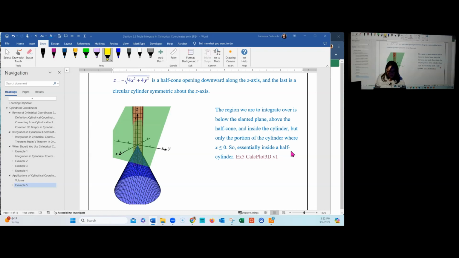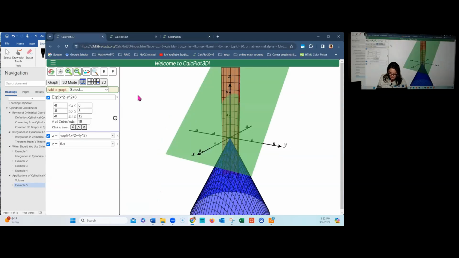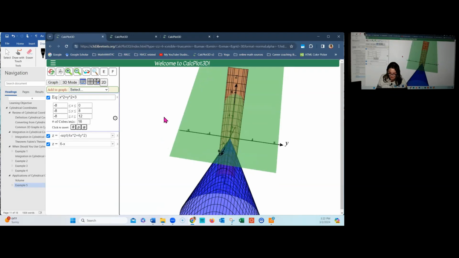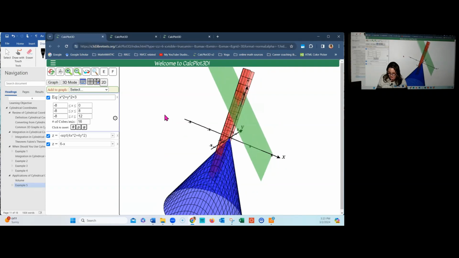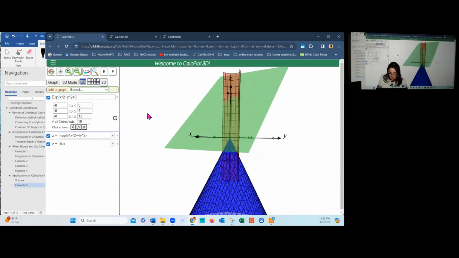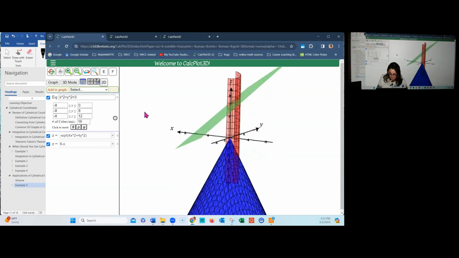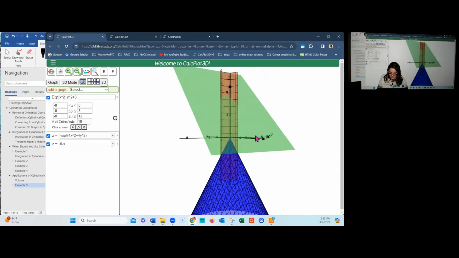Let's go ahead and look at it from CalcPlot 3D's point of view so we can rotate it and get a better view. Notice how it comes up inside of that half cylinder, and it produces a sort of circular slanting top on our solid. The solid is going to come below the plane, but above the cone. The cone is sticking up in the center of that half cylinder.